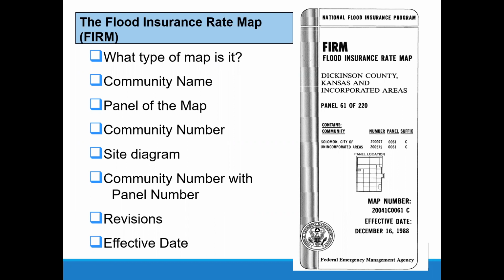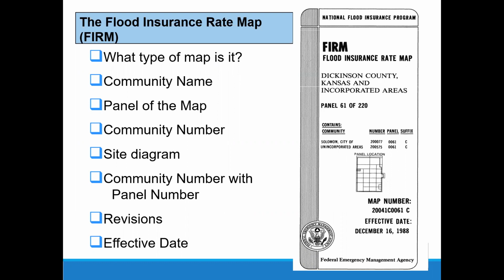There's a small site diagram, so it's just a sketch of where this panel is located in relationship to the whole county-wide mapping. The community number is a 6-digit number, and you can see that across from the community name. All of the numbers in Kansas start with 200. So the City of Solomon is 200077.